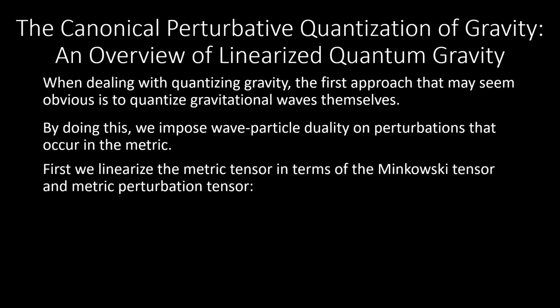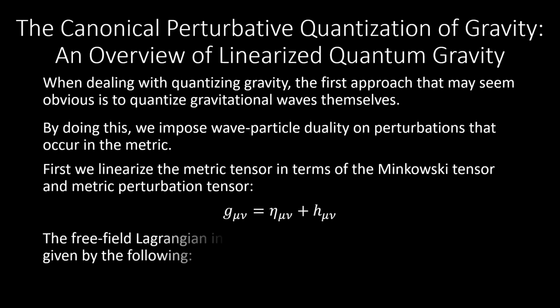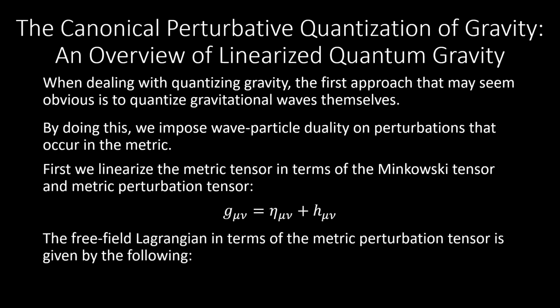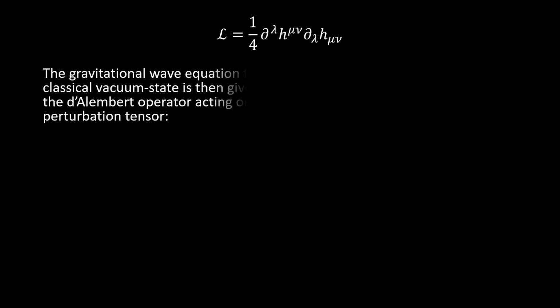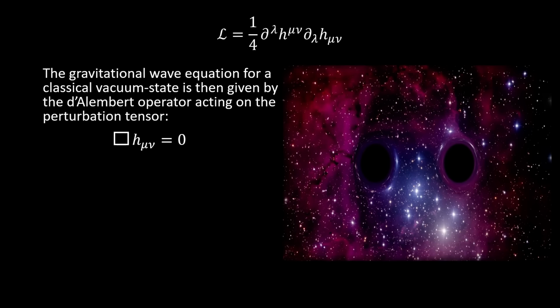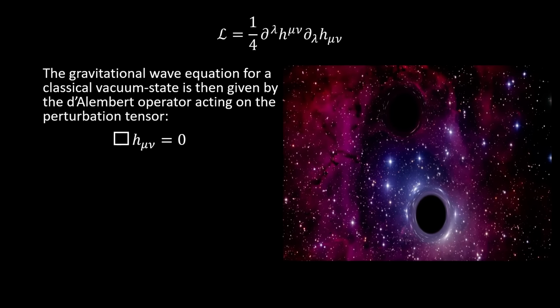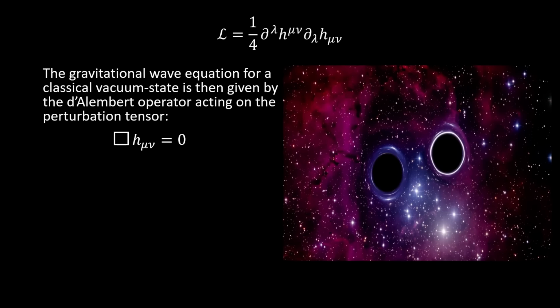So first we linearize the metric tensor in terms of the Minkowski tensor and the metric perturbation tensor. The free field Lagrangian in terms of the metric perturbation tensor is then given by the following. The gravitational wave equation for a classical vacuum state is then given by the D'Alembert operator acting on the perturbation tensor. Here's a simulation of two black holes colliding together, producing gravitational waves as they lose energy.